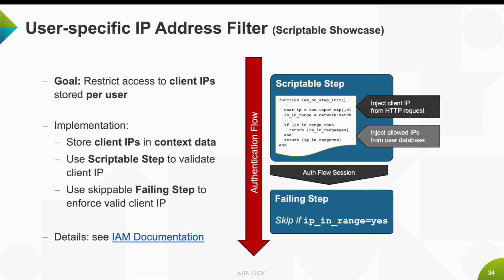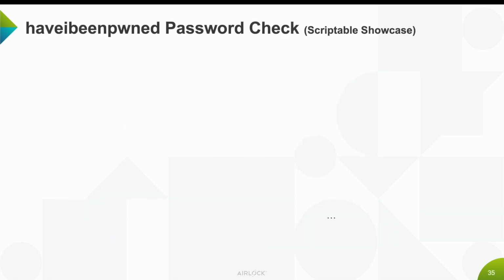You find all the details on this in the IAM documentation. It also tells you how to add the necessary libraries to Lua and everything else needed to make this script work. The second example I have with me is the Have I Been Pwned password check. We've been asked several times to add that, and we were reluctant because Have I Been Pwned is actually an API where you need a subscription.